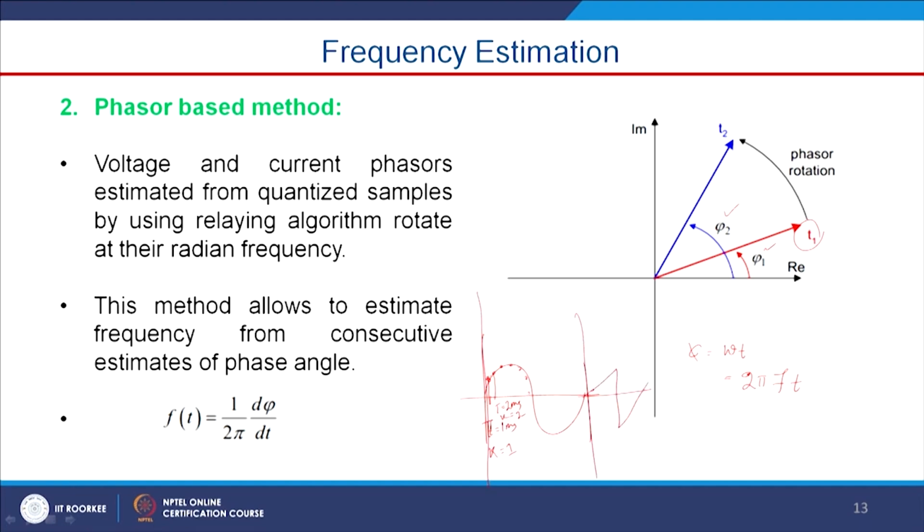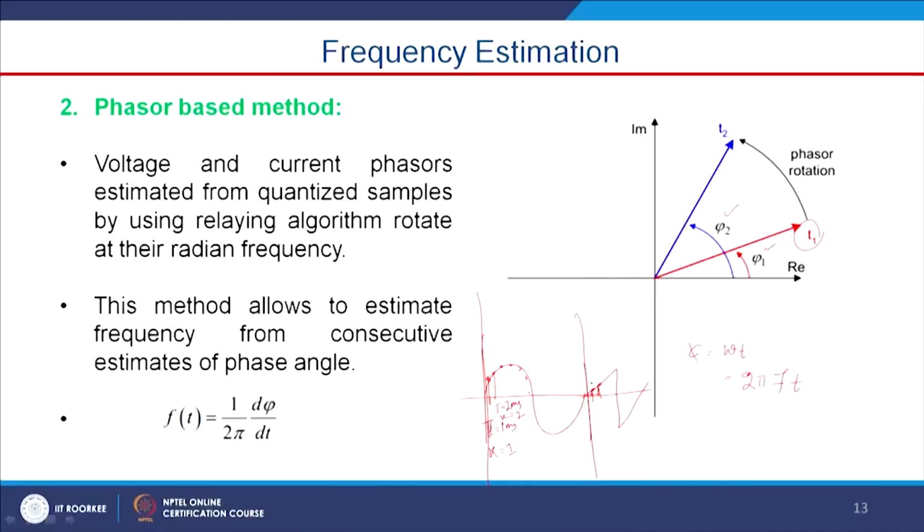The first angle is at k is equal to 1 and this is the second angle, because we are calculating the phase angle and the magnitude of that particular signal using the phasor based technique. So, from the phase angle we are going to calculate the frequency. The first phase angle is phi 1 and this is phi 2.